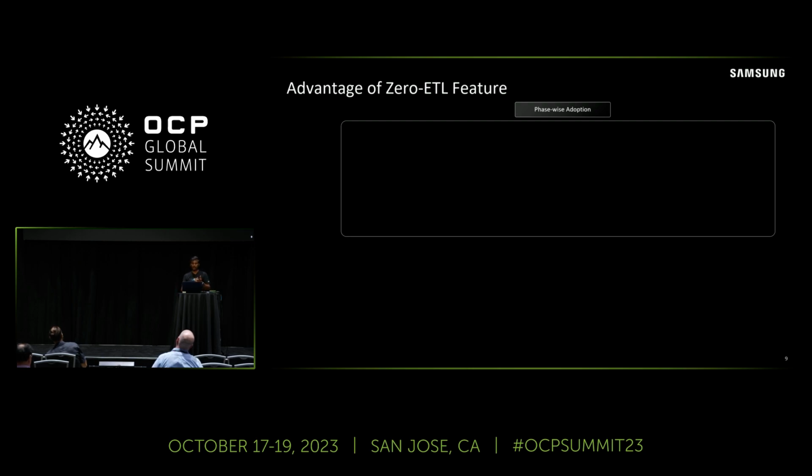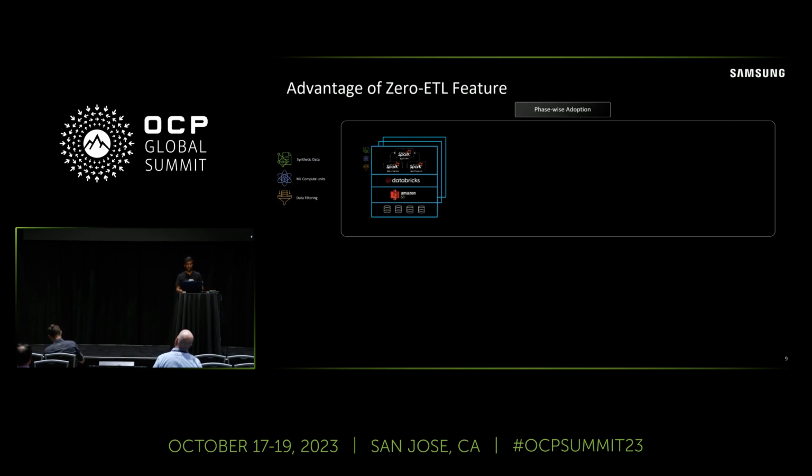So the ETL pipeline contains three things, right? Synthetic data, data filtering, and ML compute units. First, what we did was to replicate an ETL pipeline in Amazon S3 with Databricks, and try to see how the pipeline works and what the stages of the pipeline are. Then we changed the storage from Amazon S3 to our DSS object storage with DSS host on top, and we replicated a similar pipeline and the same performance benchmarks in our lab.